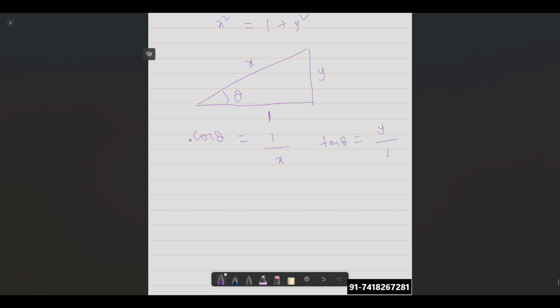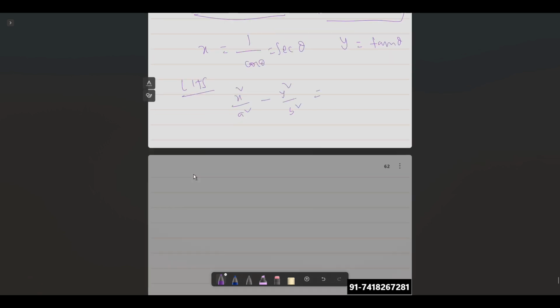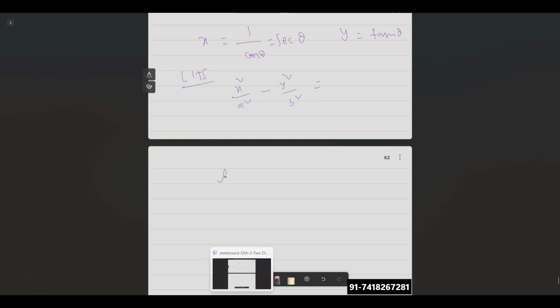So if this is 1, from this we can arrive at x, right? From this we can arrive at y. So what is your x? x is nothing but 1 by cos theta, which is nothing but secant theta. And here y is equal to tan theta, right? So if you substitute these x and y, let us see whether we are arriving at LHS. So our LHS is x square by a square minus y square by b square.